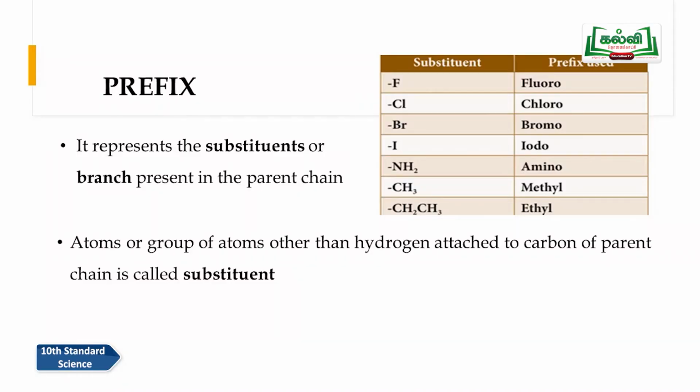Now the substituents which can be used: if it is F, then the prefix which we use is fluoro. If the substituent is Cl, we call it chloro. If it is Br, we call it bromo. And if it is I, iodo. If it is NH2, a group of atoms, we say amino. CH3, methyl. And if it is C2H5 or CH2CH3, we call it ethyl. So these are the prefixes that we use while giving names.